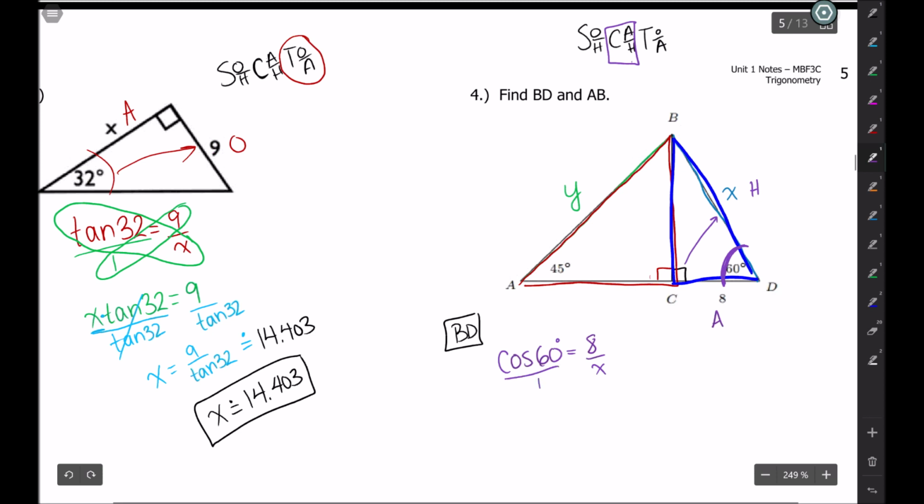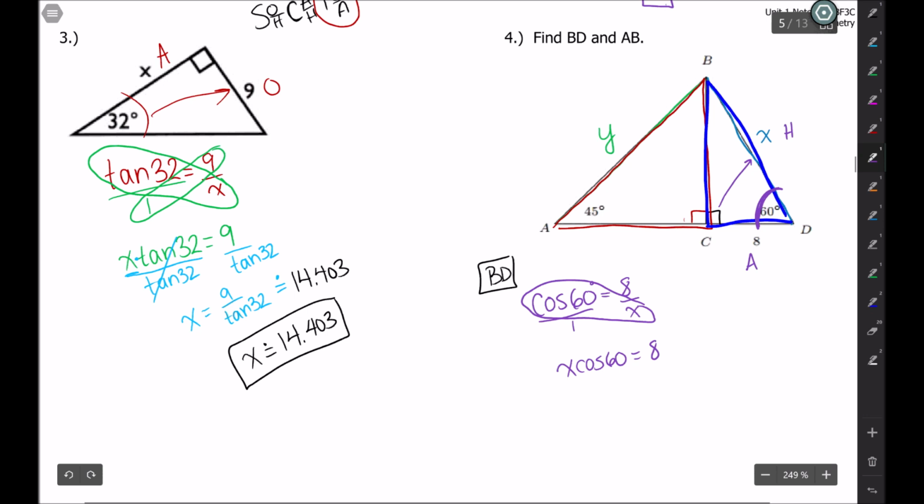Now I'm going to make this have a denominator of 1, and I'm going to cross multiply. So x times cosine of 60 is just going to get written out like this, and 1 times 8 is just going to get written out like this, right here. So now that I've done that, my goal is to get this x alone, so I'm going to do the opposite of multiplication, which is division again. So I'm going to divide by cosine of 60. But whatever I do to one side, I do to the other side. So that means that x is equal to 8 divided by cosine of 60.